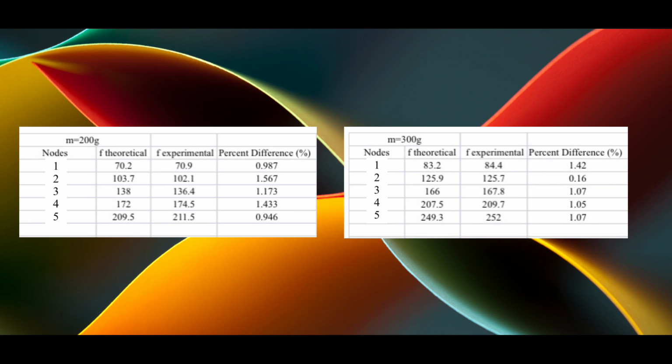When we decreased the mass to 200 grams, one node was formed when the frequency was 70 Hz. 2 nodes were formed when the frequency was 103.7 Hz. 3 nodes were formed when the frequency was 138.4 Hz. 4 nodes were formed when the frequency was 172.5 Hz. And lastly, 5 nodes were formed when the frequency was 209.5 Hz.